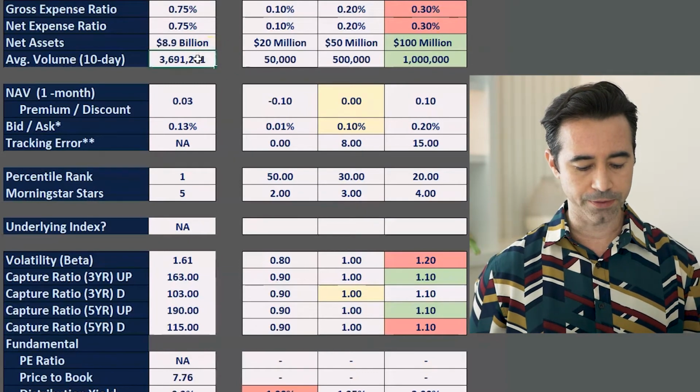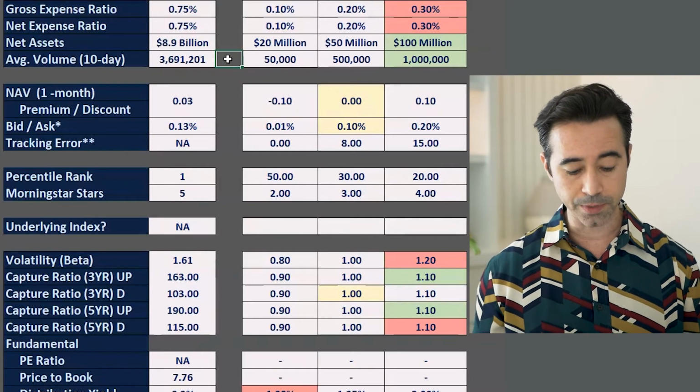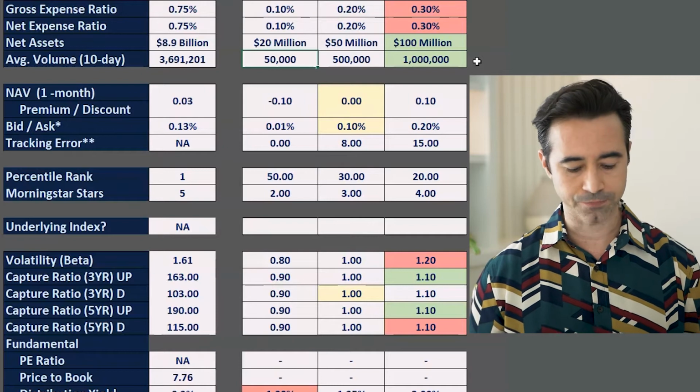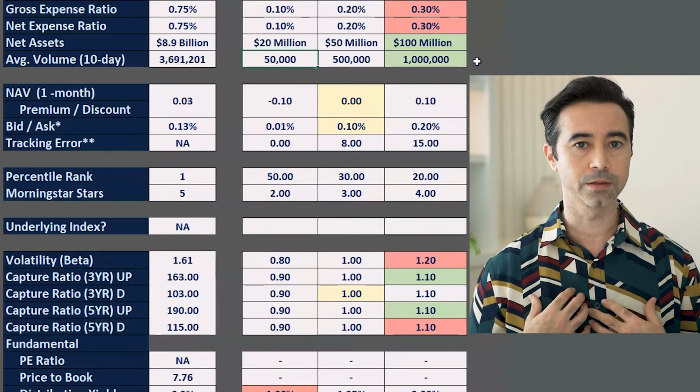For me, ARK, when I wrote this down, was 3.6 million. So for me, low is 50,000. If a company has 50,000, that to me is pretty low, and maybe there's a day where no one buys any shares of an ETF.